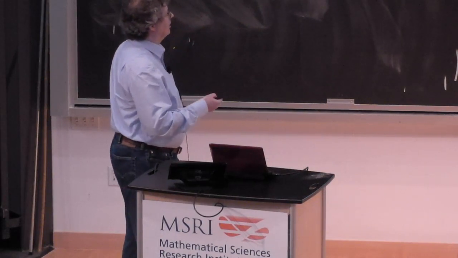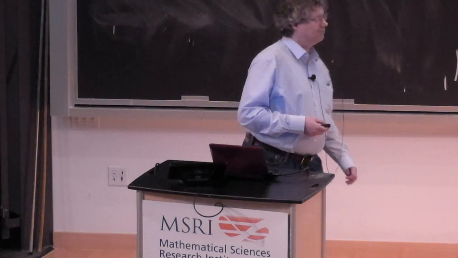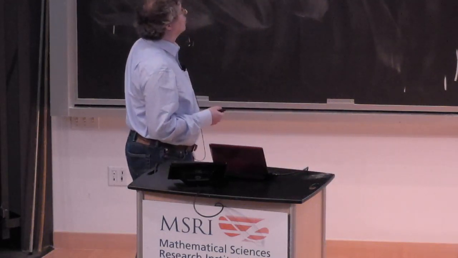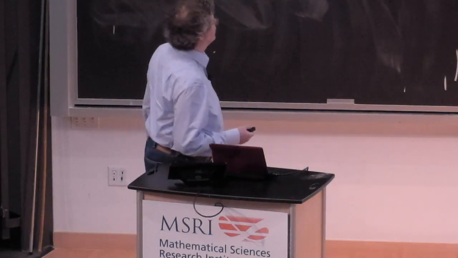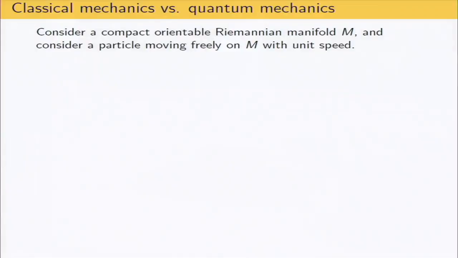Anyways, I'd like to motivate the discussion with a model system from physics. That is, I will look at a compact orientable Riemannian manifold. I assume orientability so that there is a volume form on the Riemannian manifold. And we consider a particle moving freely on this manifold with unit speed. It's very important that speed is always unit speed. That's the only speed we allow here.